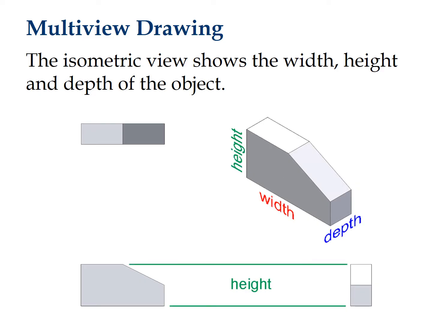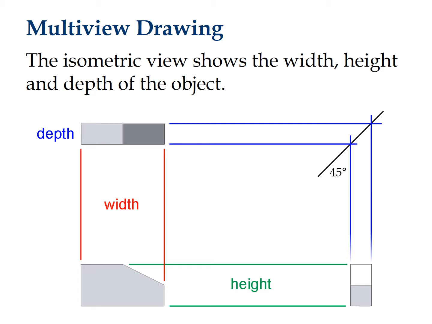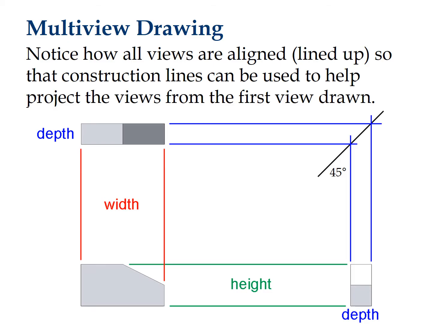Notice that the height dimensions are in the front view and the right side view. Notice that any width dimensions are in the front view and the top view. Notice that the depth dimensions are either in the top or the right side view. Again, notice that all views are lined up so that construction lines can be used to help project the views from the first view drawn, which is typically the front view.